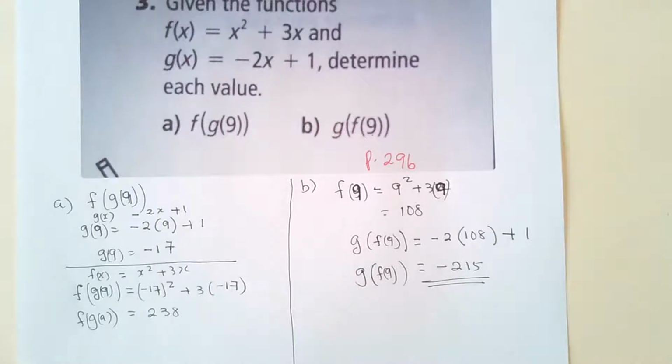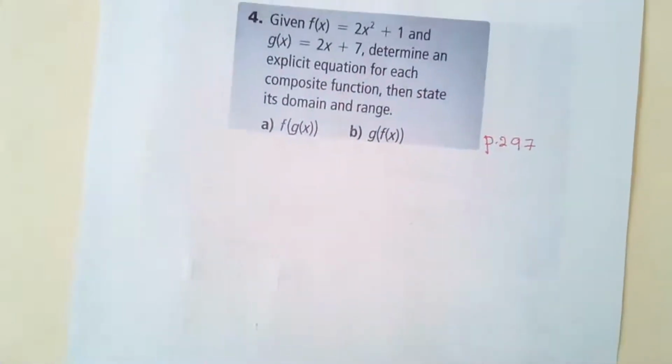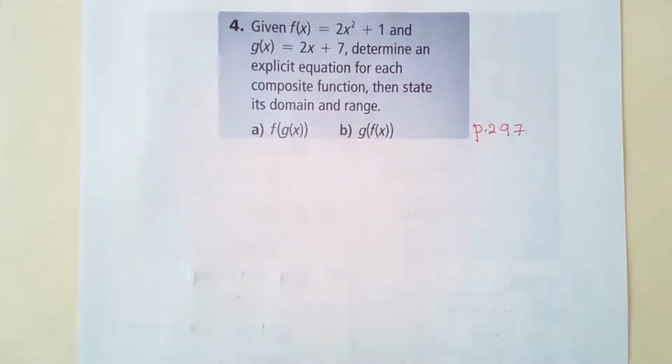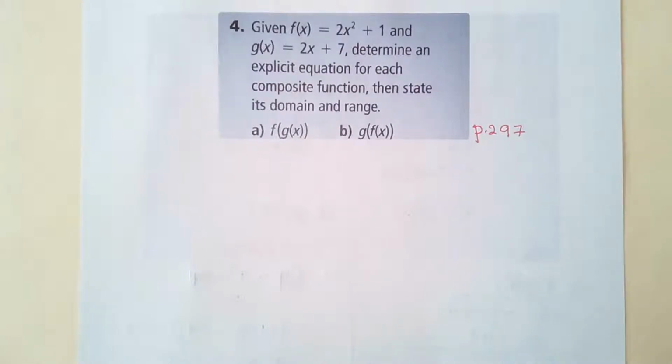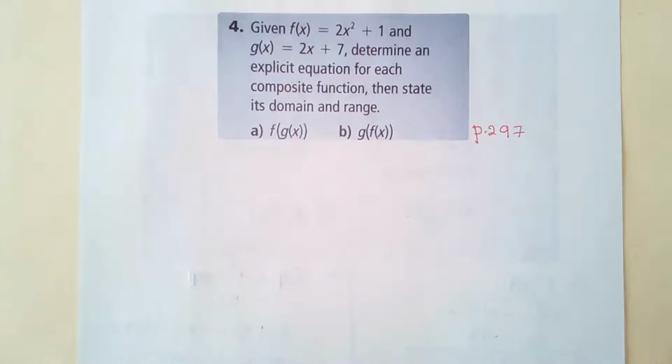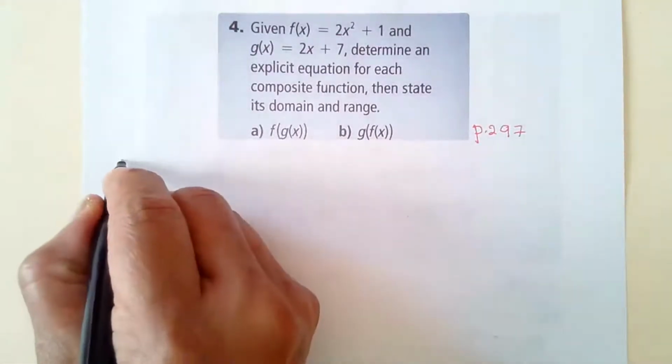Okay. Let's look at, check your understanding. This is on page 297. So given f of x is 2x squared plus 1 and g of x is 2x plus 7, determine an explicit equation for each composite function, then state its domain and range. So let's go to A.